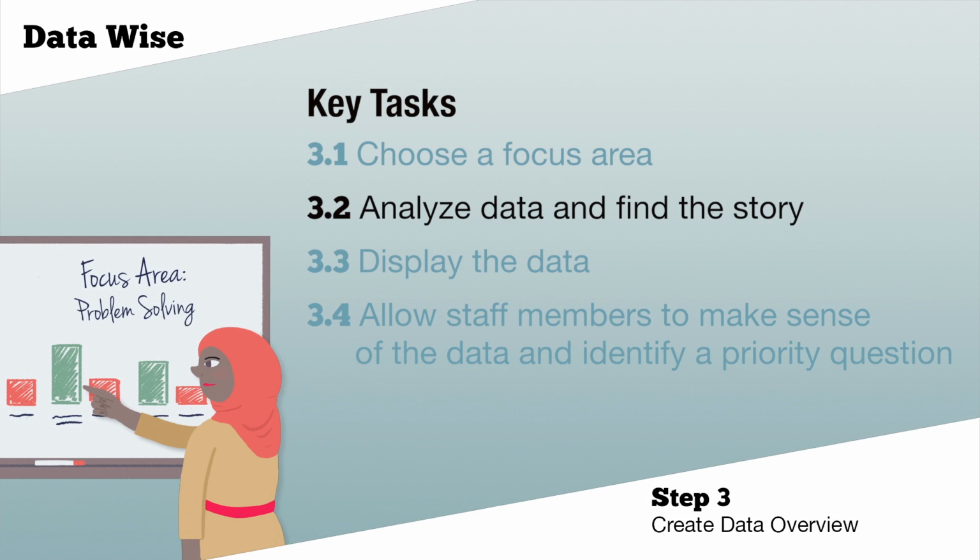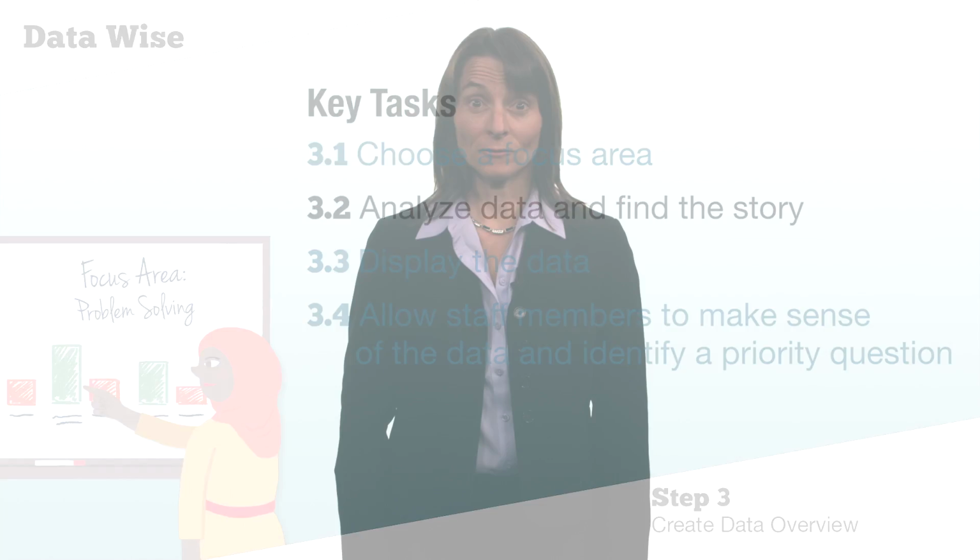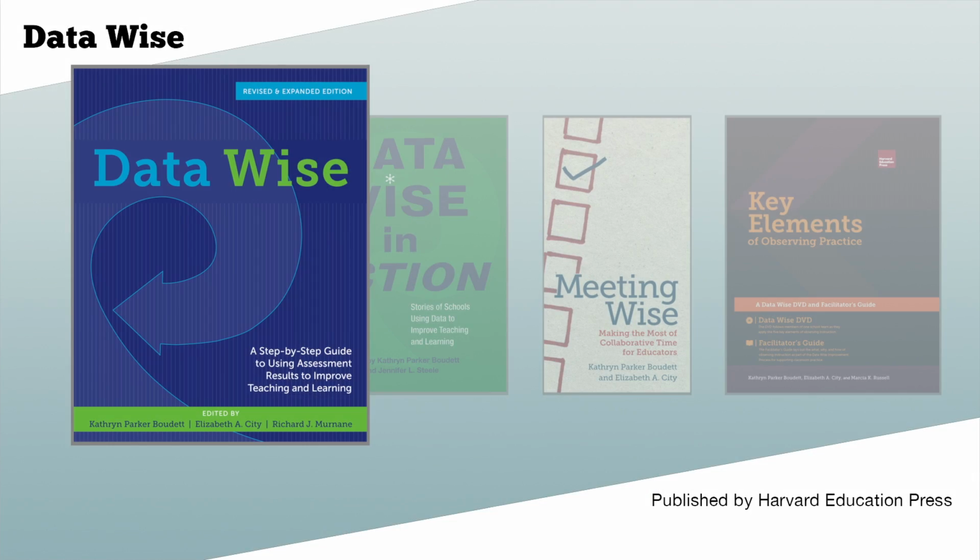The next key task, which is also done by the leadership team, is to analyze data and find the story. But what data should the team look at? Well, at this stage of the process, the goal is to create a high-level overview that shows how students are doing in your focus area. So data from annual performance assessments can be especially useful here. The leadership team combs through the reports, looking for patterns that might point to an interesting story or to a puzzle about student learning. The DataWise book offers strategies for analyzing data with an eye to finding stories.